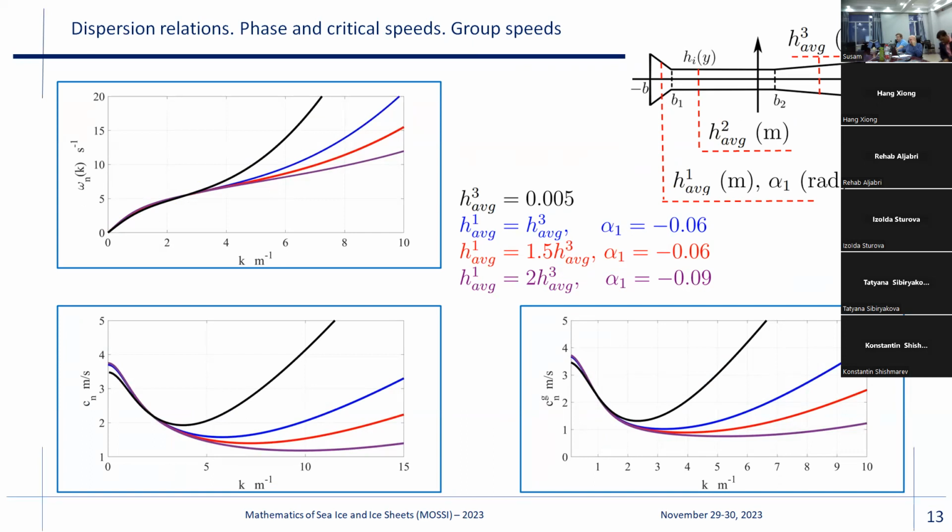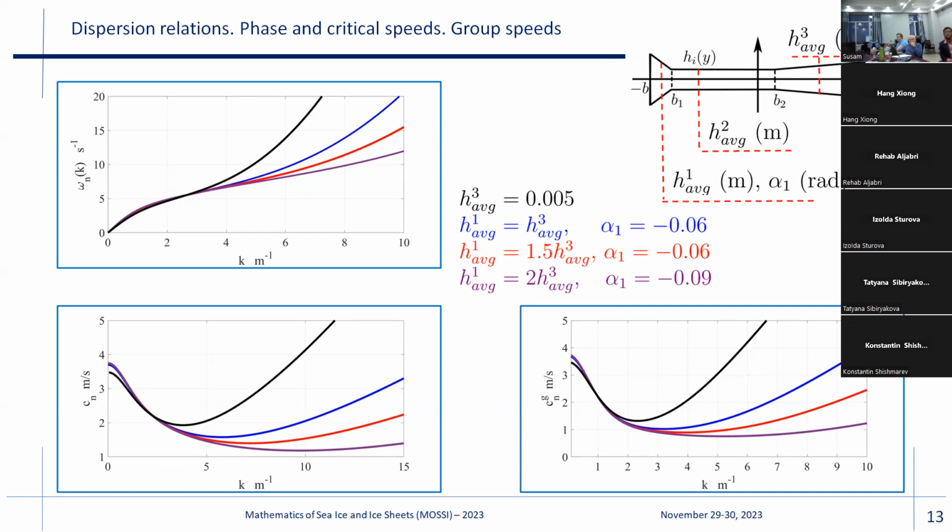Black line shows the results for the plate of constant thickness, and the colored lines show the results for the corresponding blue, red, and violet cases. In all of these calculations, average thickness on the right segment of the shape of ice thickness is equal to 5 millimeters, when total average thickness in the channel is equal to 3.5 millimeters. And yes, we can clearly see a large difference in all of the wave characteristics, especially for large wave numbers.